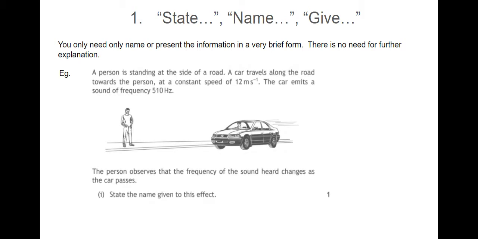So, for example, here there's a car coming towards a man, and it says the person observes the frequency of the sound changing as the car passes. State the name given to this effect. All you need to do is state the Doppler effect. 1 mark, easy peasy.